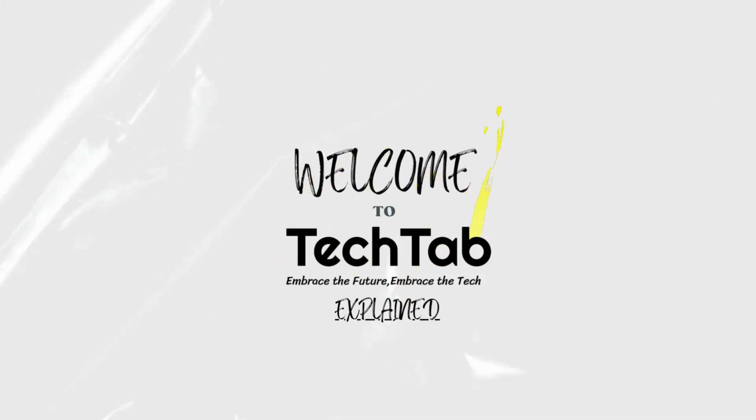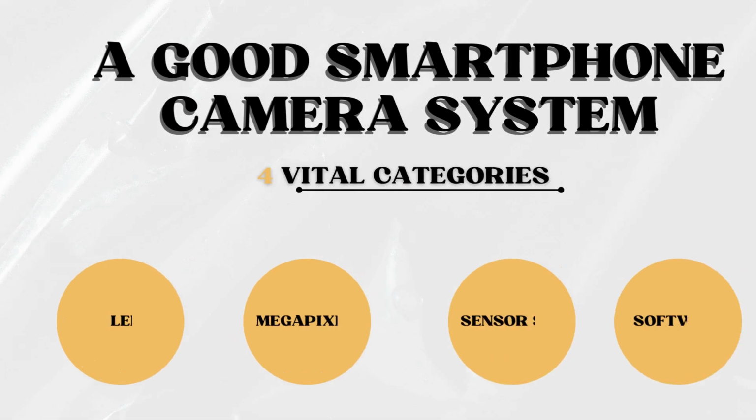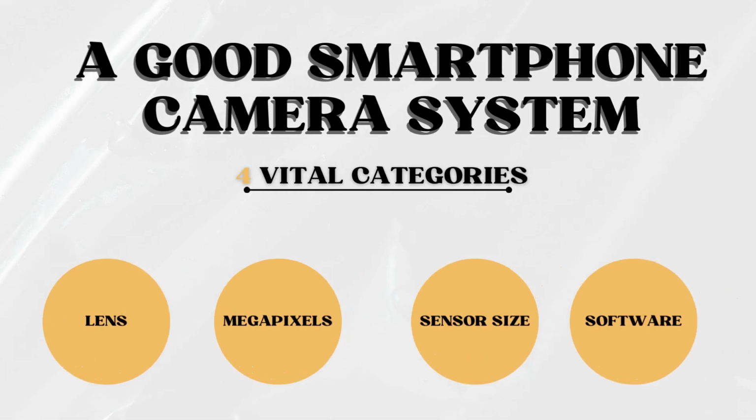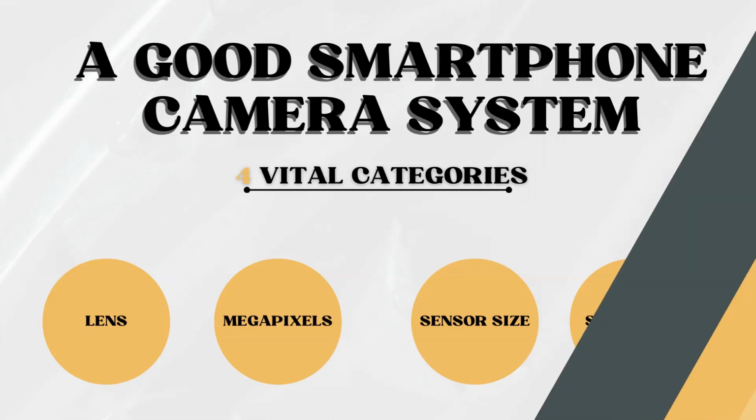Today, we will be taking a look at what makes a good smartphone camera system. There are 4 vital categories that make a good smartphone camera system. Let's dive right into it. Firstly, there are lenses, certainly. Let's explore these different types of smartphone camera lenses.